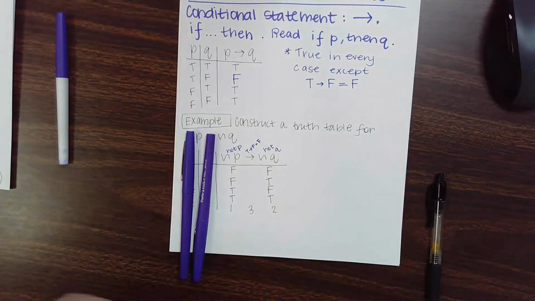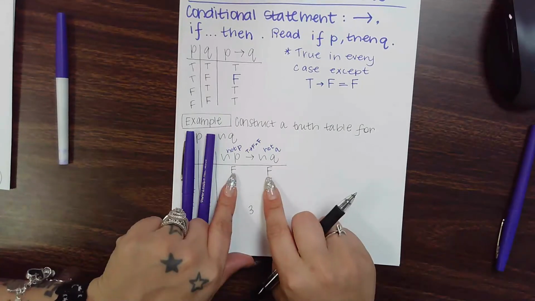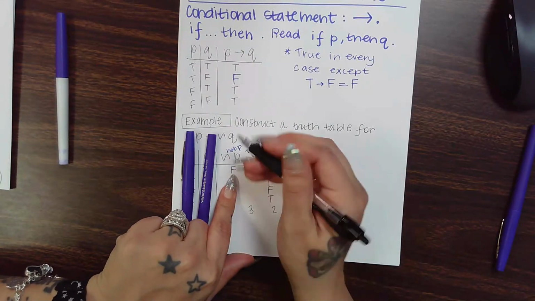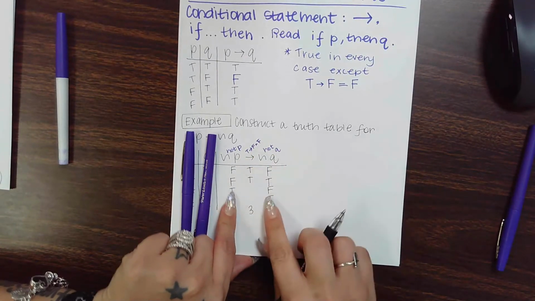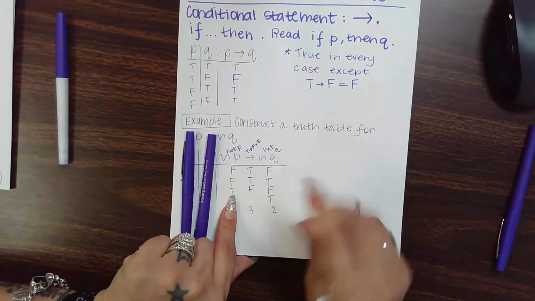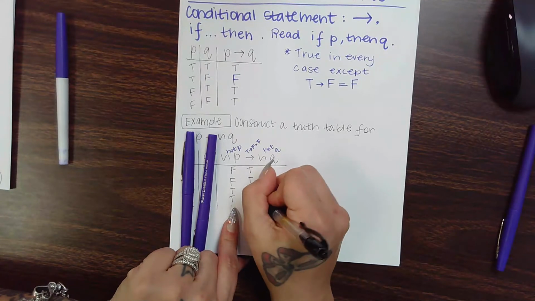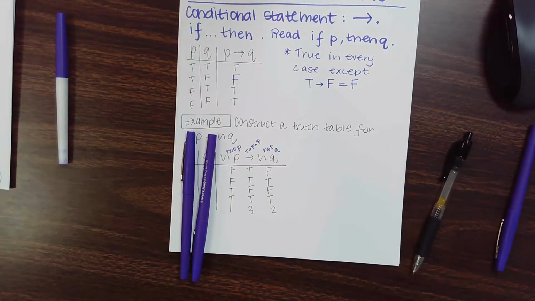Okay? So I see started F, go to F, that's a true. F to T is true. T to F is false. T to T is true. And then let me grab a highlighter.